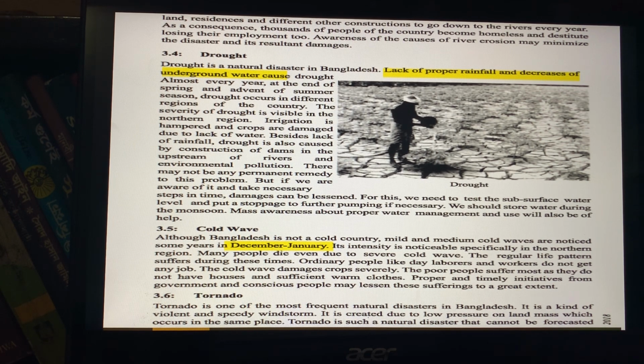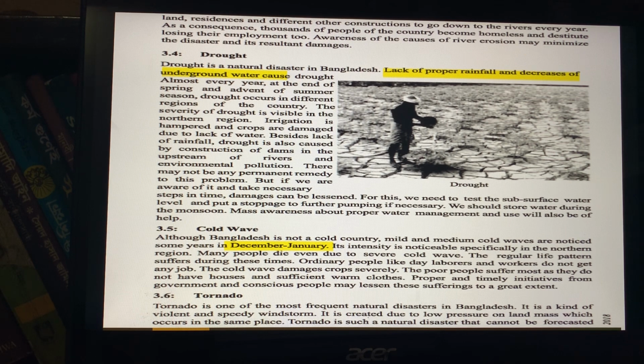Okay. Number 5, cold wave. Although Bangladesh is not a cold country, we know that we don't have snow or anything like that, but we have mild and medium cold waves. And especially it happens in December and January. Same thing, it happens in the northern part of Bangladesh, because we already know that winter is very severe over there, 4 degrees to 5 degrees Celsius sometimes. So that's why cold wave happens, and poor people, ordinary people, they suffer a lot. Then tornado.